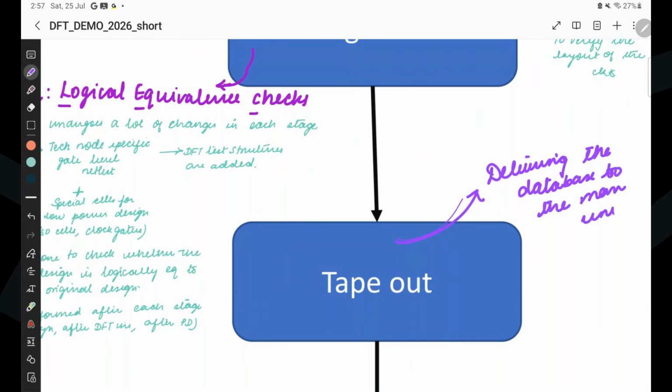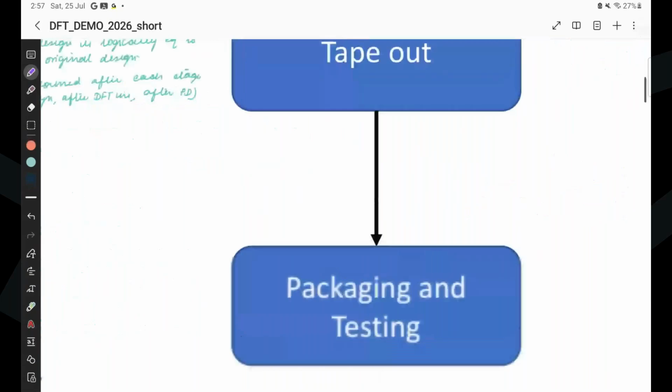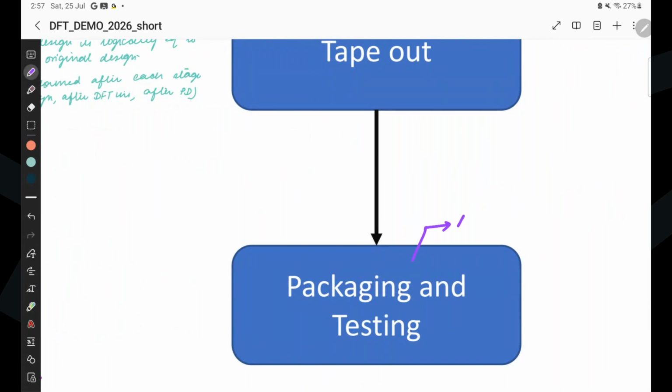Manufacturing unit. So that's what is tape out: delivering the database to the manufacturing unit. And then we have packaging and testing. Packaging and testing is actually done after manufacturing.